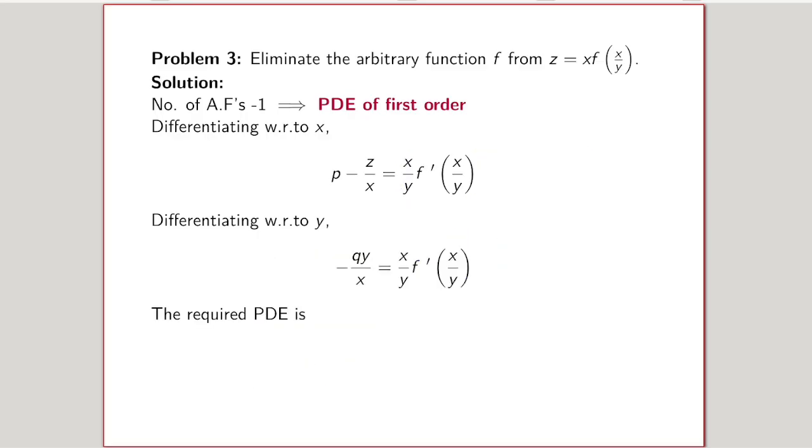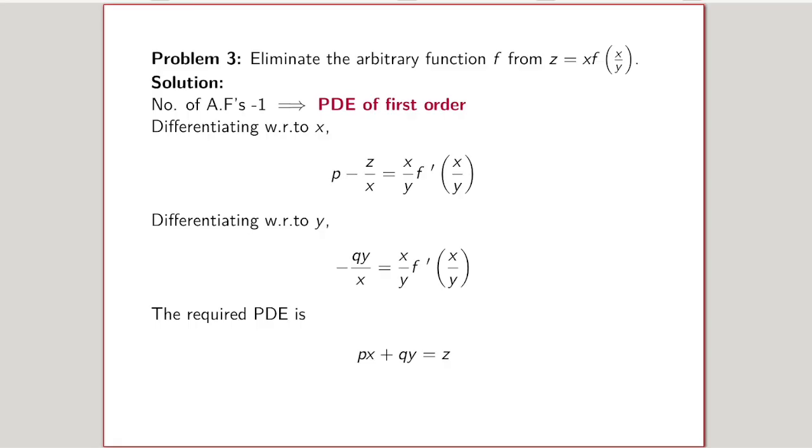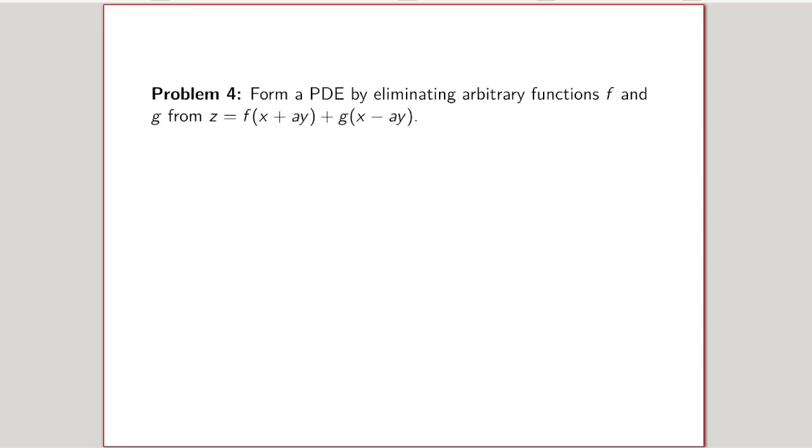So now in order to find the required PDE, we can observe that our right hand side is same. So we are going to equate our left hand side. p minus z by x is equal to minus qy divided by x. So this can be written as px minus z is equal to minus qy divided by x. Now we can cancel this x on both sides. So it will be px plus qy is equal to z. So this will be our required PDE. px plus qy is equal to z.